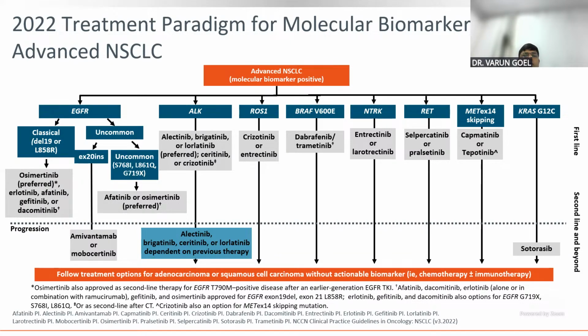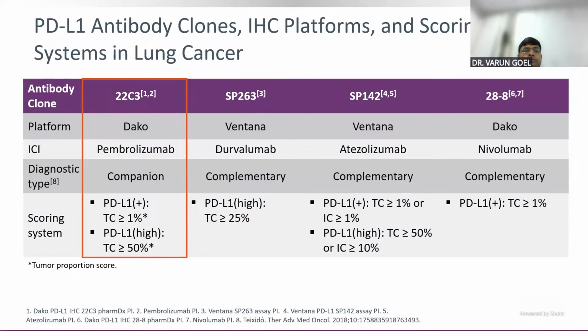So all these drugs are FDA approved, but not all drugs are available in India at present. But for the most common mutations, EGFR and ALK, we can target. So we should follow the treatment option for adenocarcinoma and squamous cell carcinoma without actionable biomarkers. If these biomarkers are not there, then we can offer chemotherapy plus or minus immunotherapy.